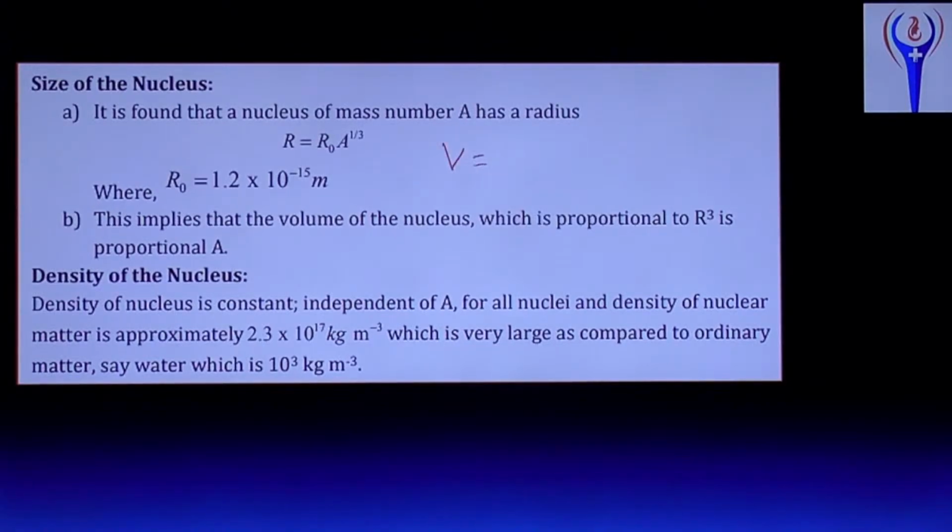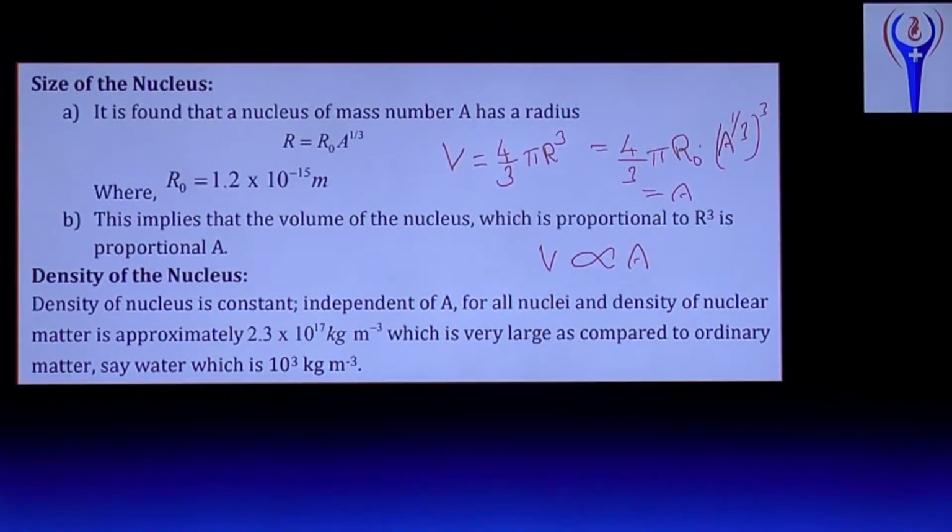V equal to, what's the shape of the nuclei? Spherical shape. So 4 by 3 pi R cube, and volume is proportional to R cube, and this R is proportional to A power 1 by 3. 4 by 3 pi into R naught power 3, another constant, into A power 1 by 3 whole power 3, the 3 getting cancelled, so A. Therefore, V is proportional to A. The volume of the nucleus is proportional to R cube and it is proportional to A.